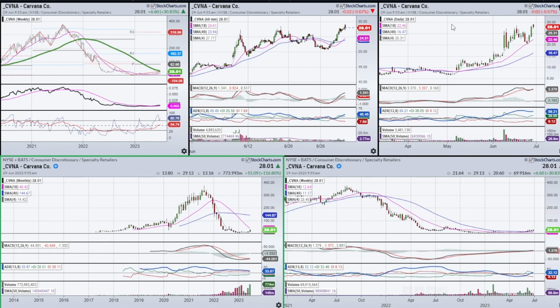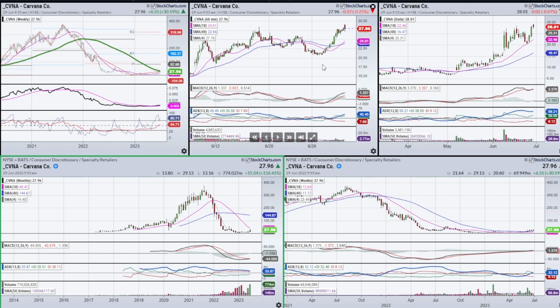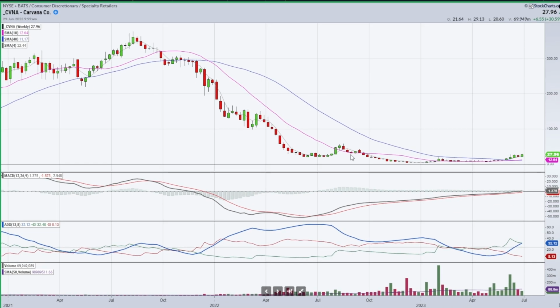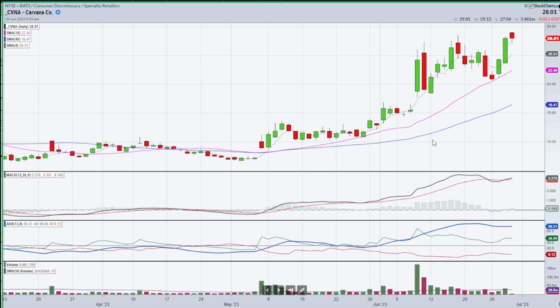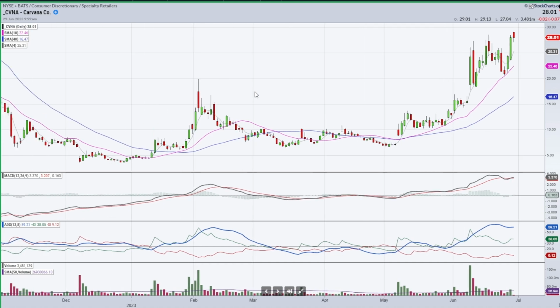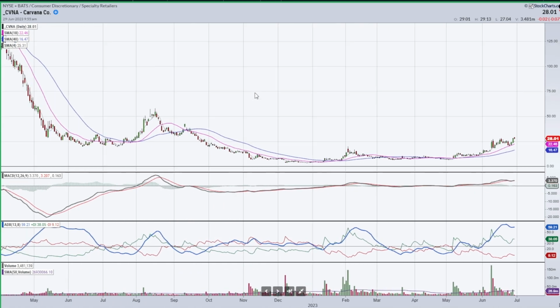Okay, let's look at CVNA, and I'm just going to go back and look at this last pullback because when I look at the weekly, it looks okay, but I really don't want to do anything on the weekly chart. The volume pattern has me intrigued, and I do want to cover this. So look at what has happened here from the low.